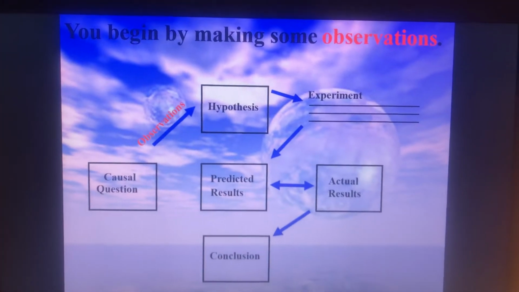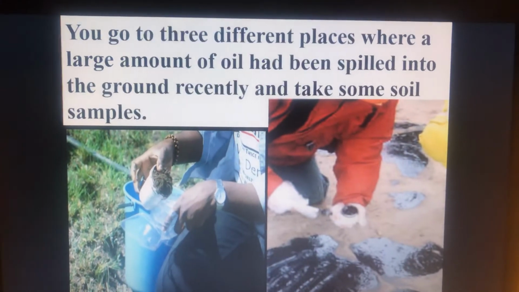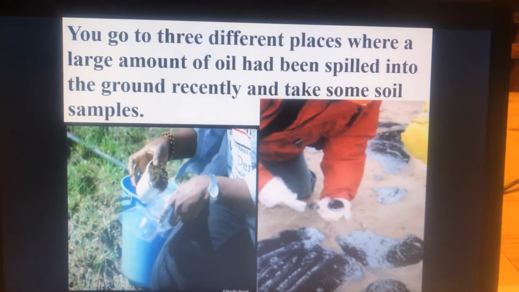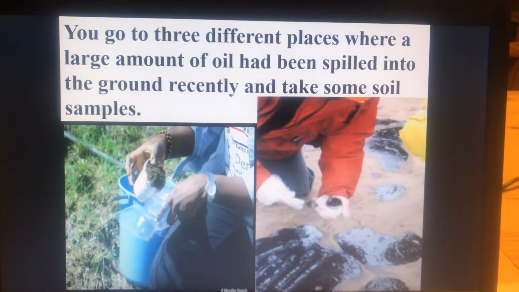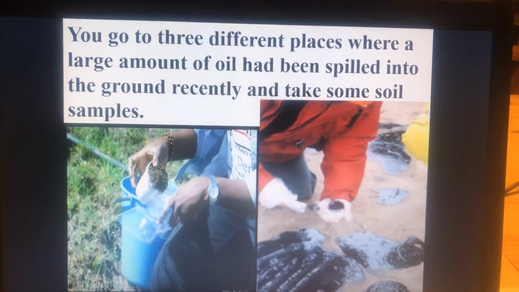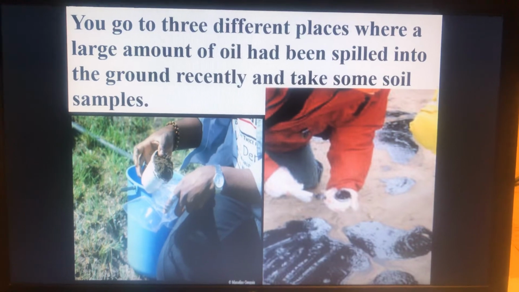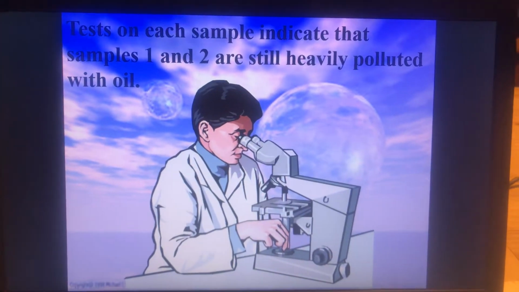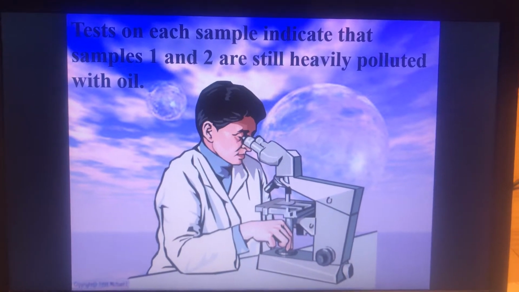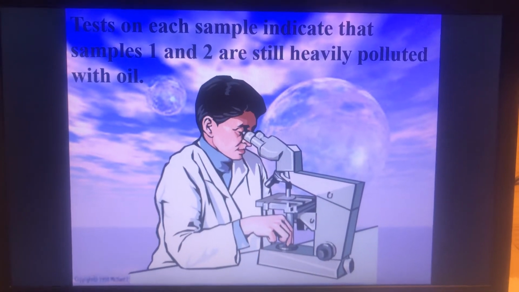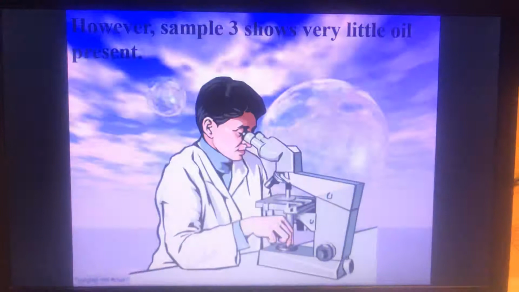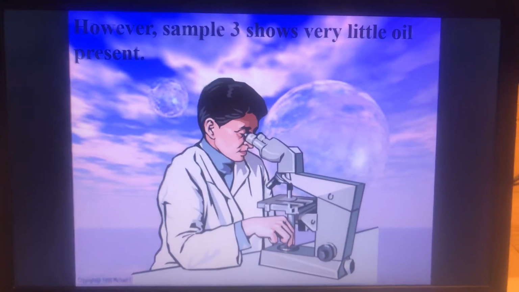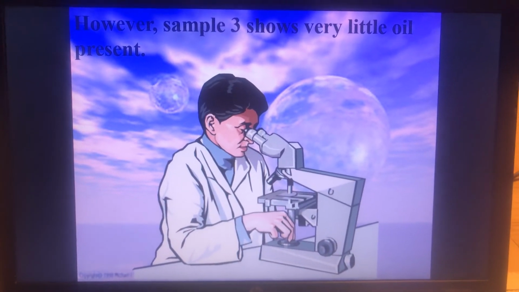You begin by making some observations. Okay. You go to 3 different places where a large amount of oil had been spilled into the ground recently and take some oil samples. Tests on each sample indicate that samples 1 and 2 are still heavily polluted with oil. However, sample 3 shows very little oil present.